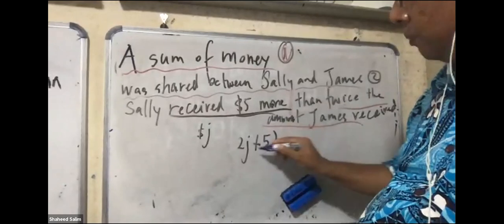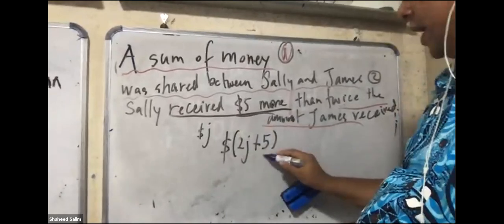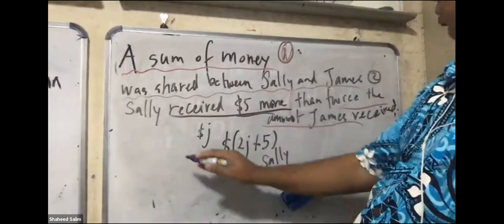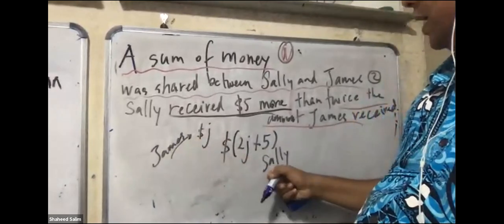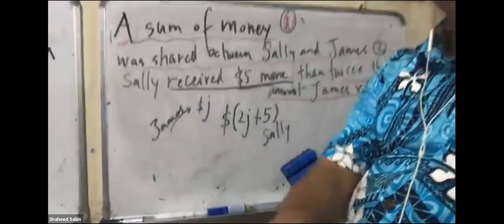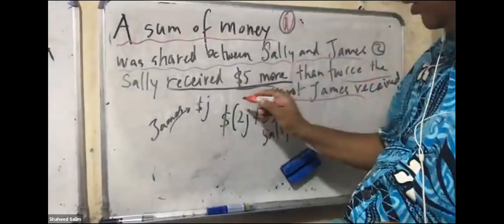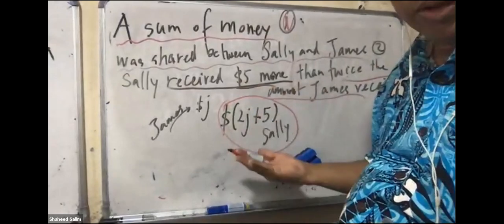Simple, Edmund. You see, then you bracket it up, you write the $ sign here. This is whose money? This is Sally's money. This one is James's money. And now what is the question asking you? Express in terms of J the amount Sally received. You have already done that. This is what you have done, 2J plus 5.